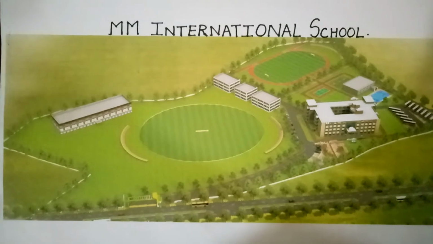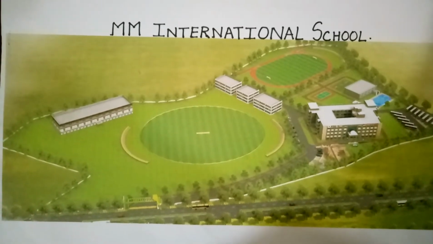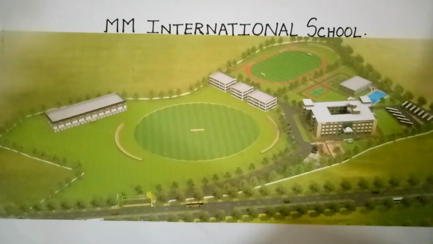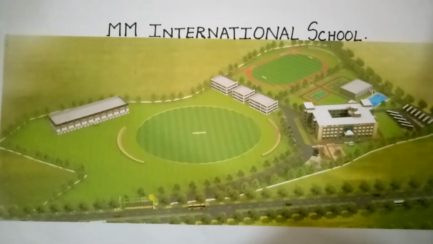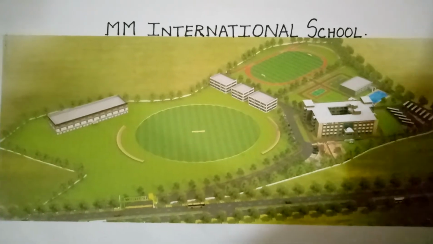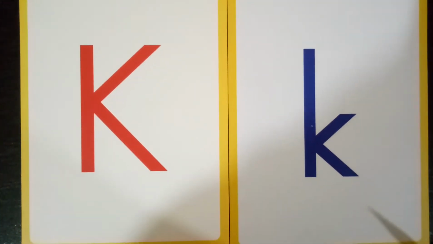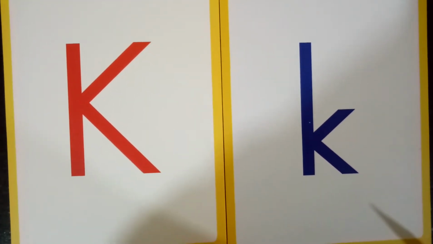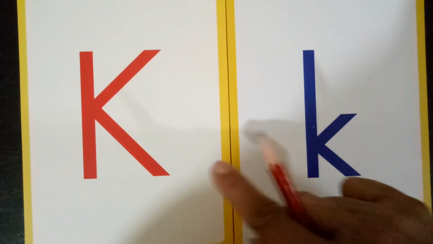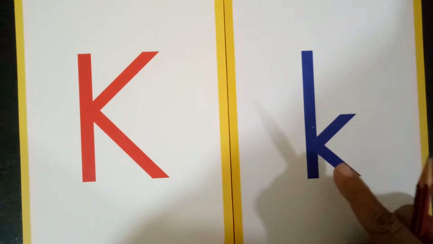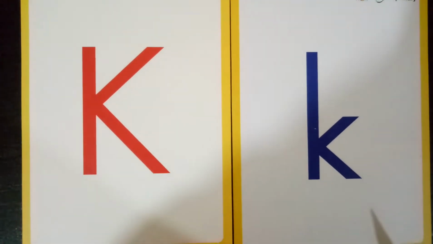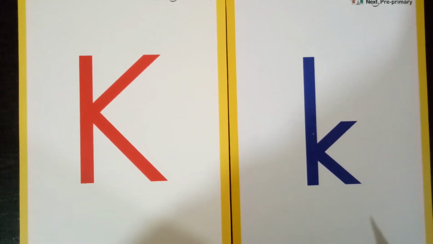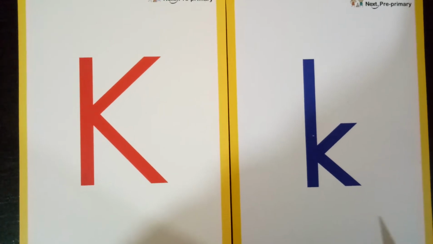Children, in my previous video, I had explained to you about the new letter, that was letter K, and the sound of letter K was K. Letter K is the 11th letter of our English alphabet, and this is capital K and this is small k. Children, today we are going to learn how to write letter K from our Tinker book.